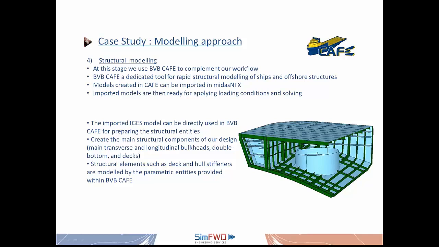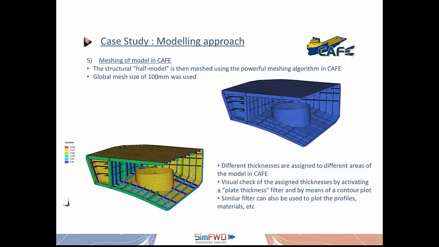So after having an acceptable model, many times in shipbuilding we start with a half model in order to assess the situation, and then, if needed, we can resolve into a full model. Here you can see the structural half model that we have created in CAFE, and we can mesh it. CAFE also utilizes a powerful meshing algorithm for shell elements. Here you can see that the global mesh size for such a structure was 100 millimeters.